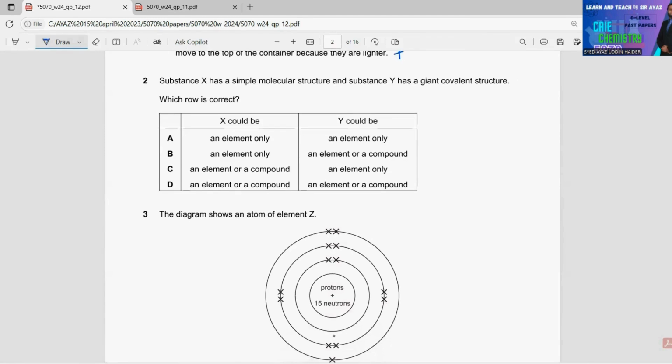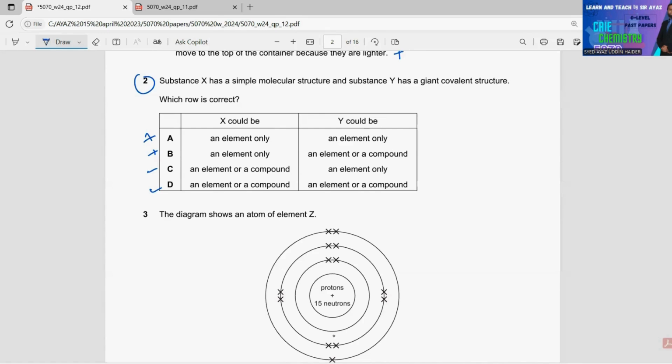MCQ number 2. Substance X has a simple molecular structure and substance Y has a giant covalent structure. Which row is correct? In the choices for X, if they are saying X is a simple molecular structure, you can have either an element or a compound. So either C or D is correct. A and B are incorrect. We have examples of simple molecular structures for elements as well as compounds. So either C is correct or D is correct. Both A and B are incorrect.